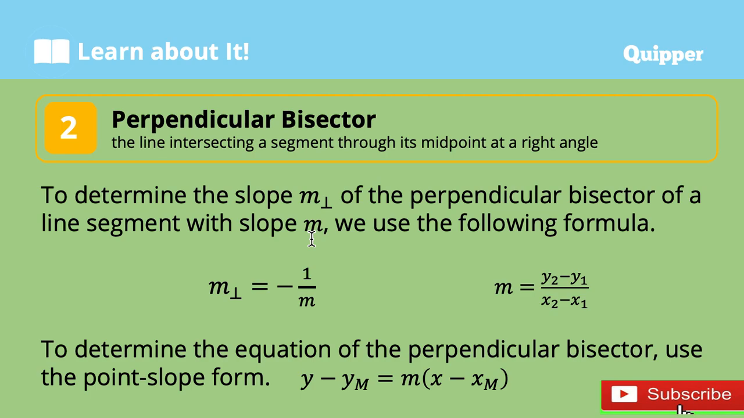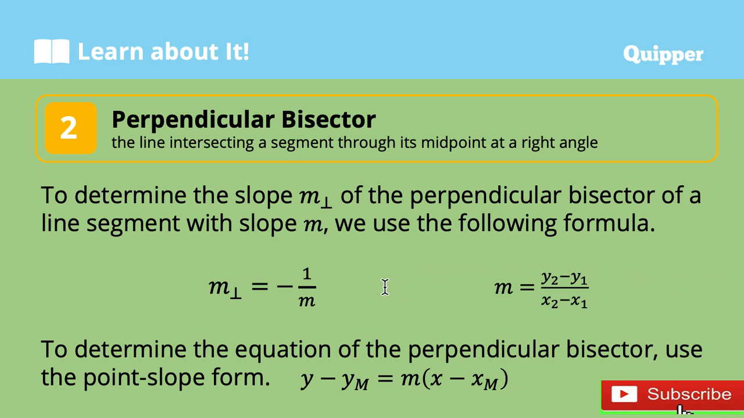Now, to find the slope of a perpendicular bisector, we have this formula. Slope of a perpendicular bisector is equal to negative 1 over m. And that m is the slope of a line segment. To find the slope of a line segment, we have m is equal to y sub 2 minus y sub 1 over x sub 2 minus x sub 1. And this is otherwise known as the rise over run.